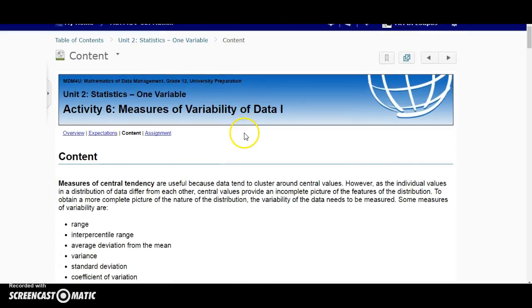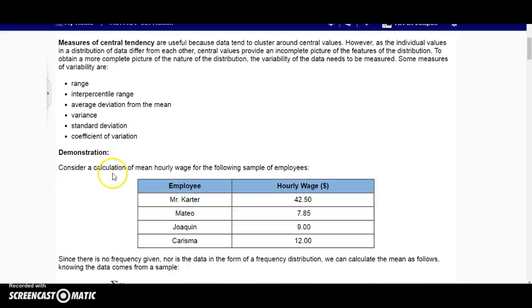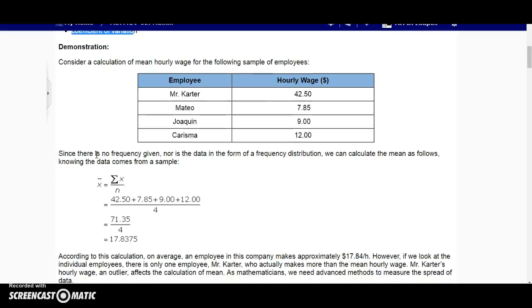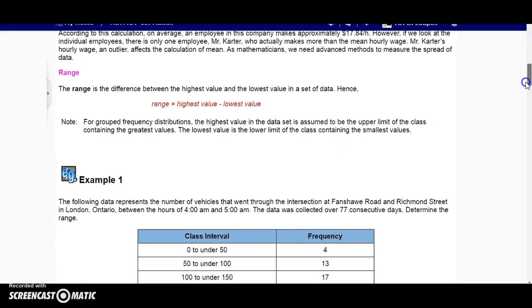So this is the class note. We talk about range, interpercentile range, average deviation from the mean, variance, standard deviation, and coefficient of variation. A lot of the stuff here is in the next section, and that's the heavy stuff. This other stuff, if you look at the U2A6 assignment, is pretty straightforward. Here we're finding the mean. The range is the highest to the lowest.